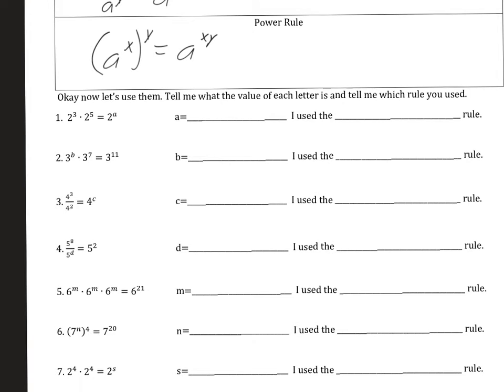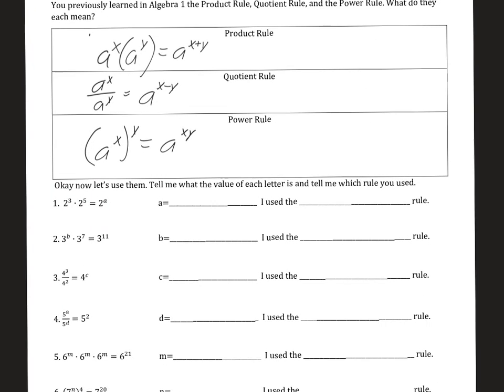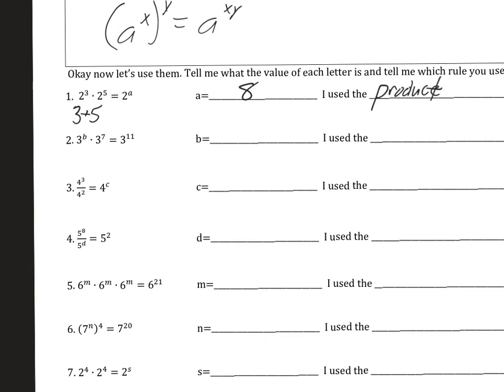Looking at this, I want to know what a is here. So 2 to the third times 2 to the fifth. Well, very first thing, which rule am I using? The product rule, the quotient rule, or the power rule? Well, to me, it looks like we have product rule. So I'm going to write here, I use the product rule. Now, what is 3 plus 5? 3 plus 5 is 8. So a equals 8.